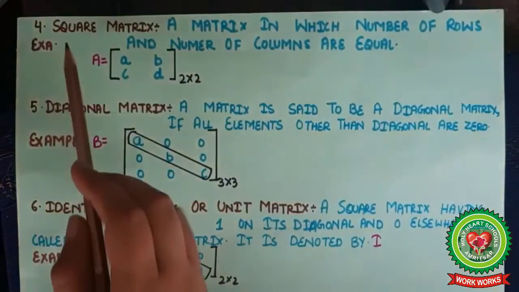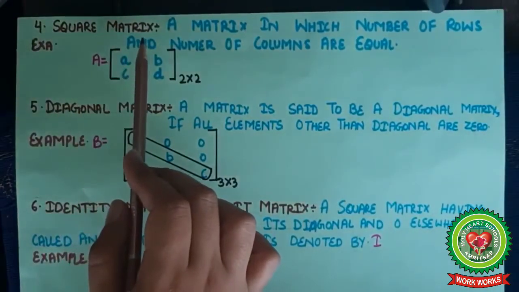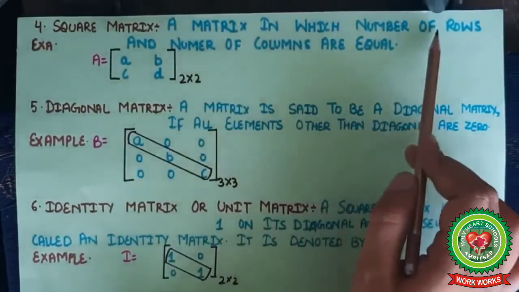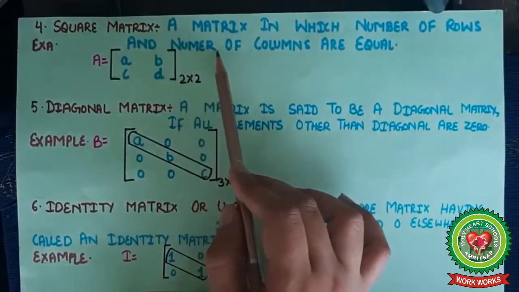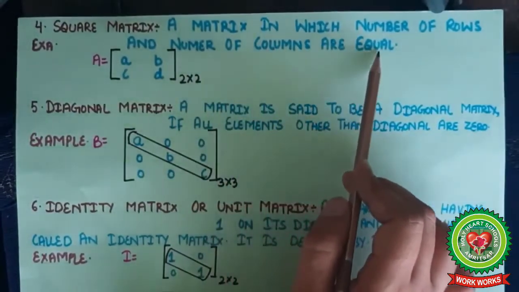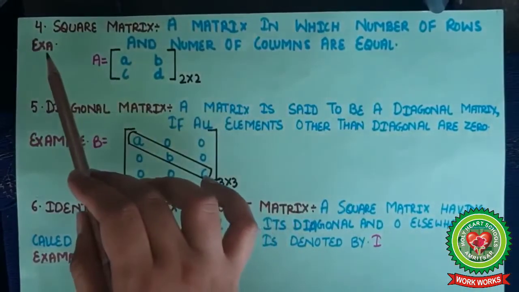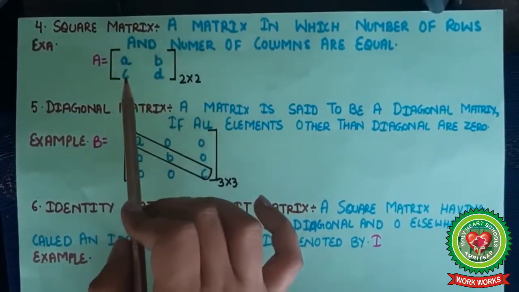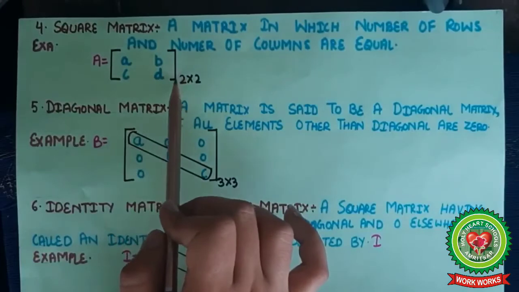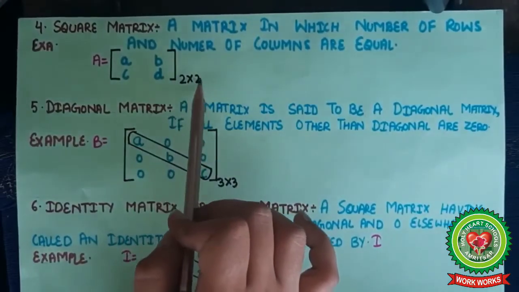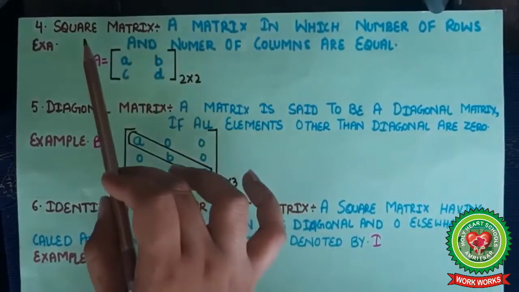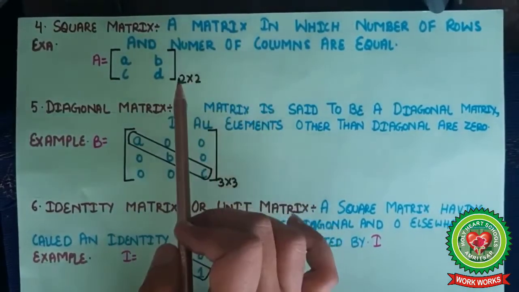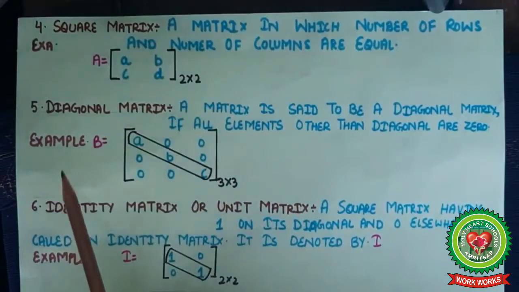Next type of matrix is square matrix. What is square matrix? A matrix in which number of rows and number of columns are equal. Here, for example, I have taken matrix A equals to a, b, c, d. Here we are having 2 rows and 2 columns. So, therefore, it is a square matrix because rows and columns are equal.